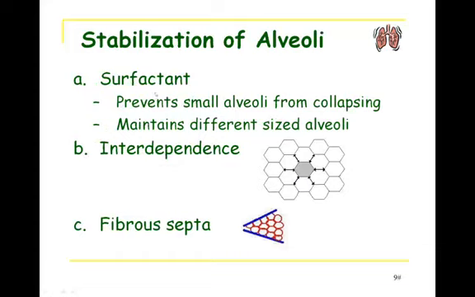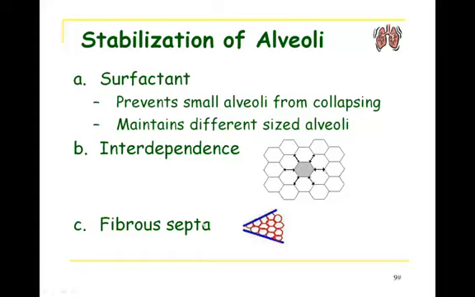The surfactant's a major one. It allows you to maintain different size alveoli. It keeps those smaller alveoli from collapsing. But you have interdependence of alveoli. So each of these represents an alveoli, and these each are attached to each other. So if this one in the middle is starting to collapse, it starts to pull on these. These are all connected. These guys will help to keep them open.